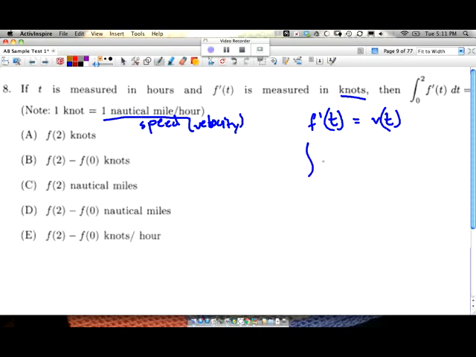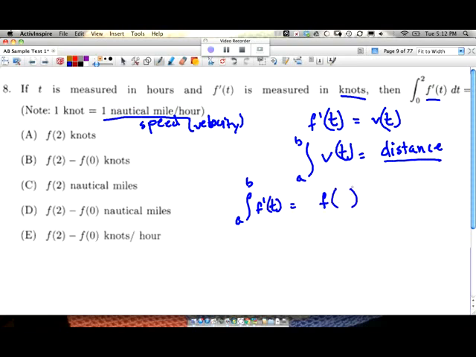Then what's the integral? Well, the integral of velocity from A to B is like a distance kind of thing, or a displacement, either way. So when we're looking at this distance, we're going to be taking the antiderivative of f prime of t, and that's going to give us f of t. So the antiderivative from A to B of f prime of t is going to be f of the top one, b, minus f of a.